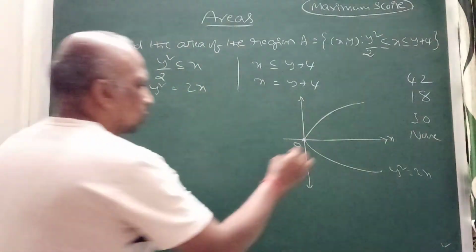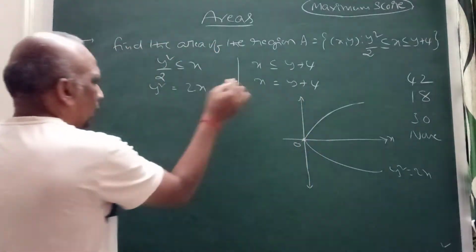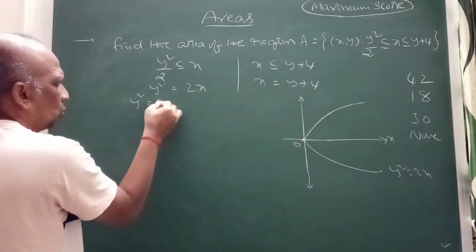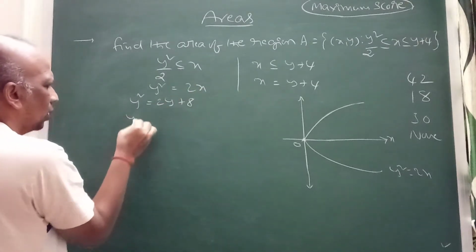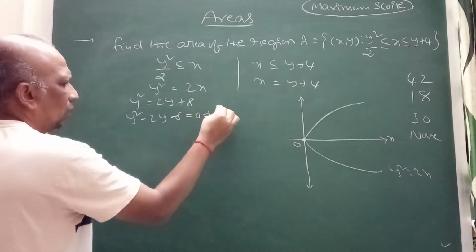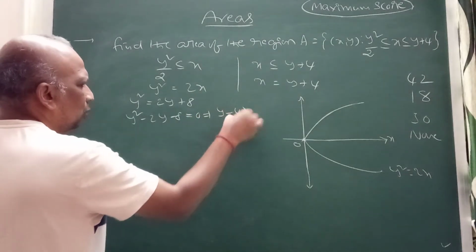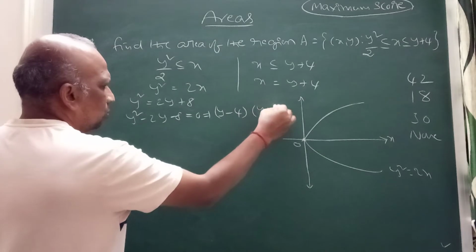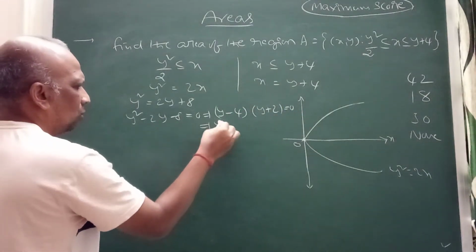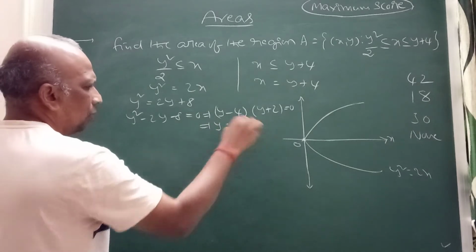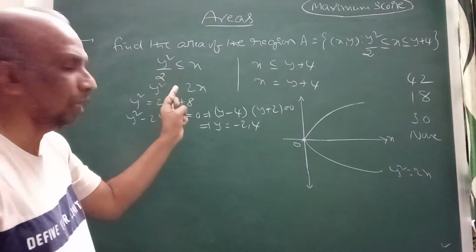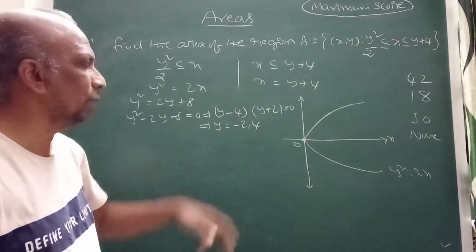Now if we solve these two equations, y square is equal to 2 into x, 2y plus 8, y square minus 2y minus 8 equal to 0. Then you will get y minus 4 into y plus 2. Correct. Y minus 4, it comes, y is equal to minus 2 comma 4. So that means this is the line, this is a parabola. Both it cuts at y is equal to minus 2, 4.